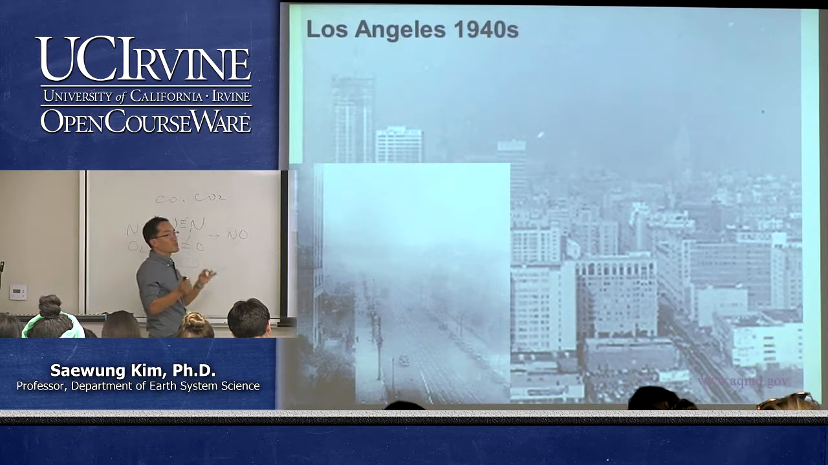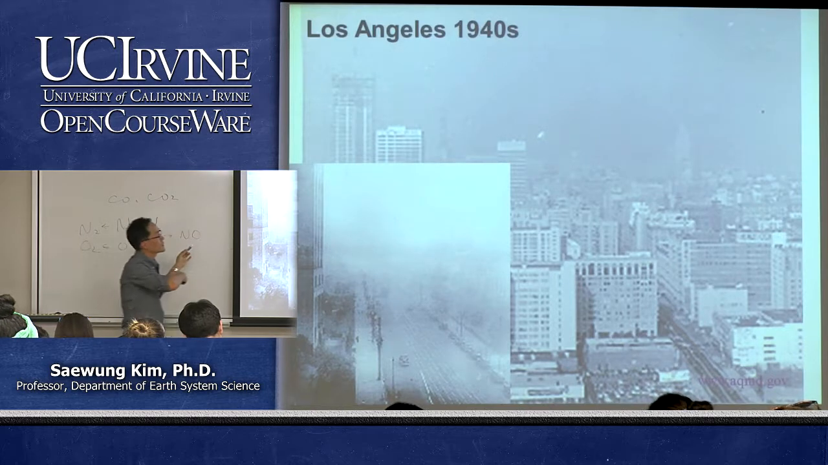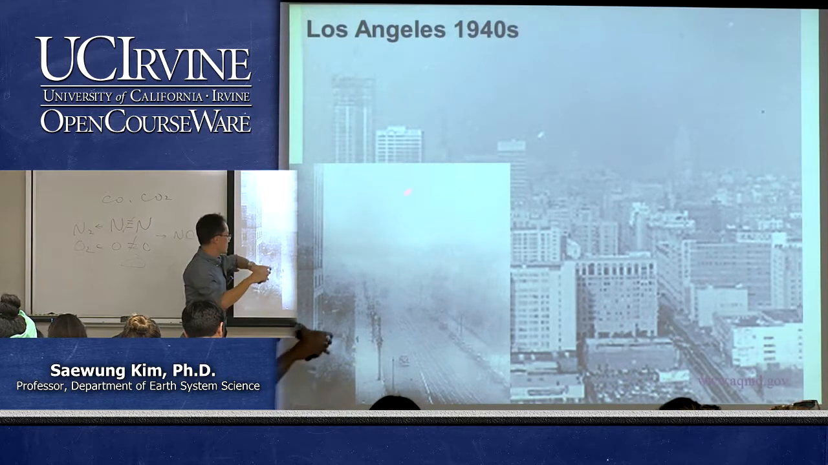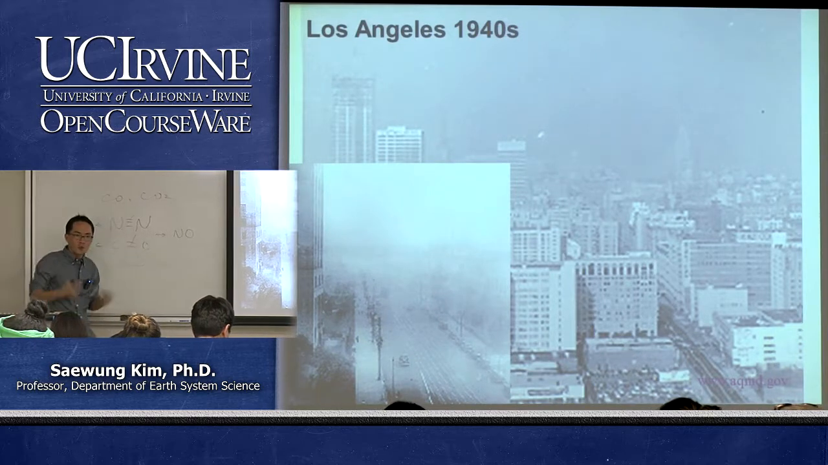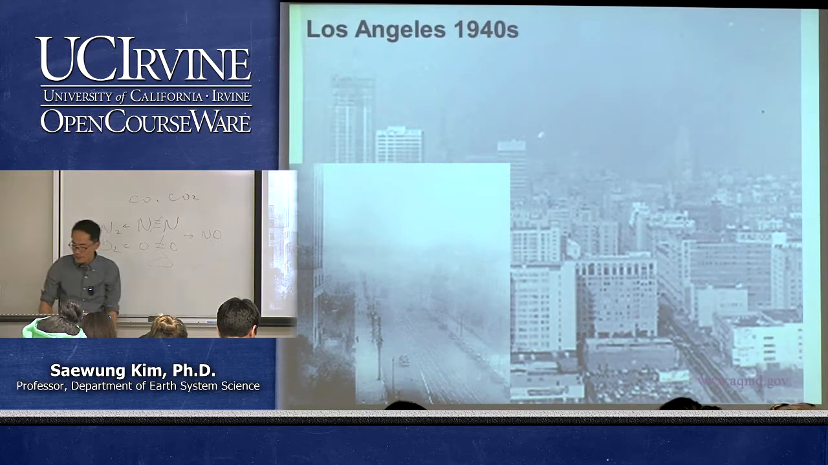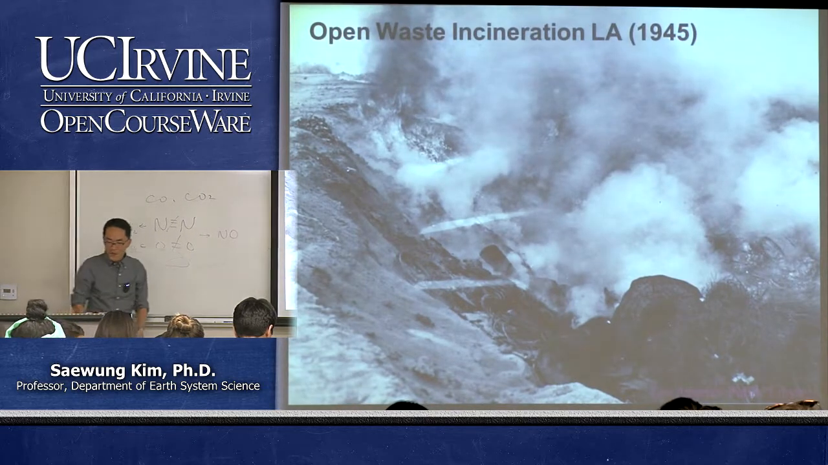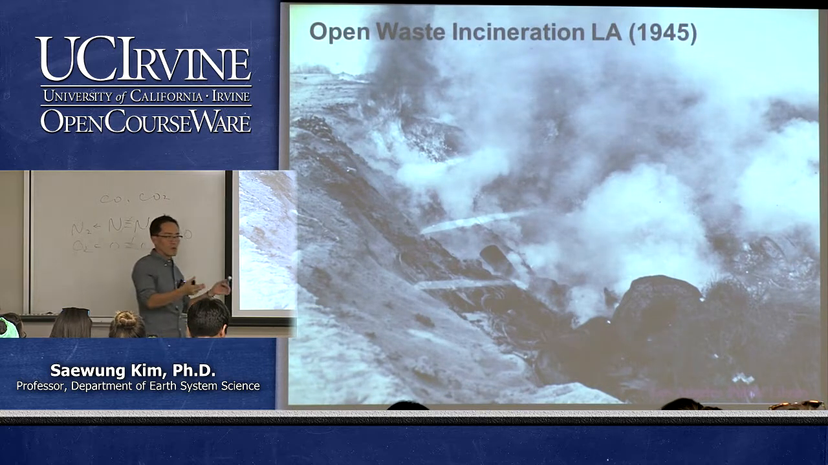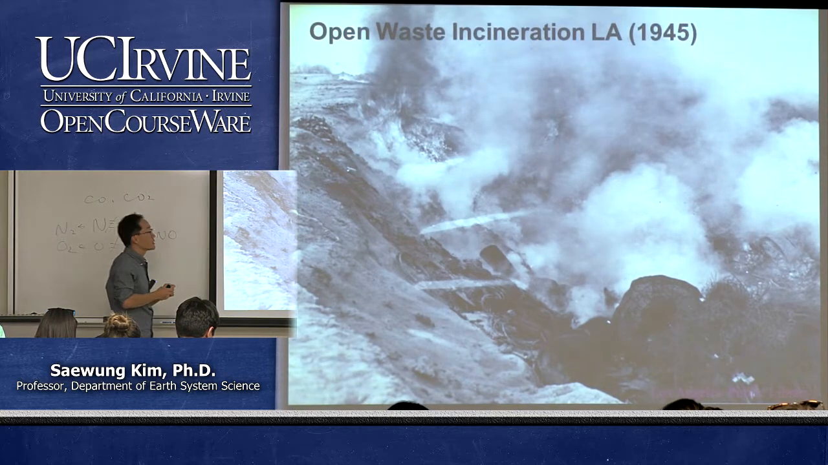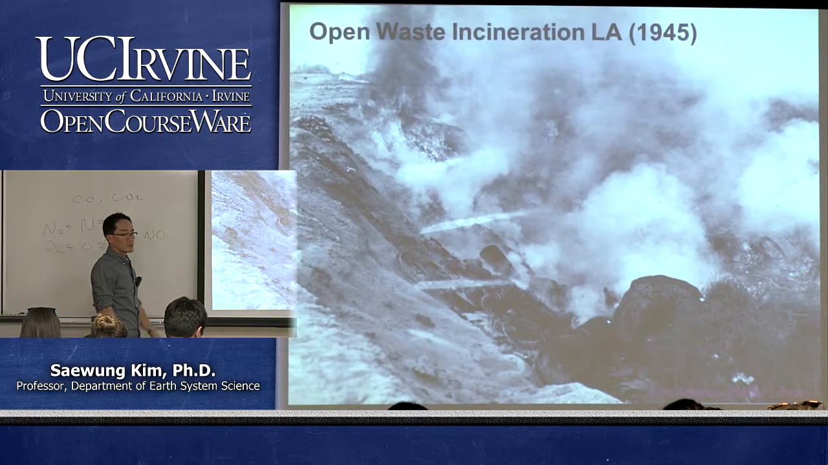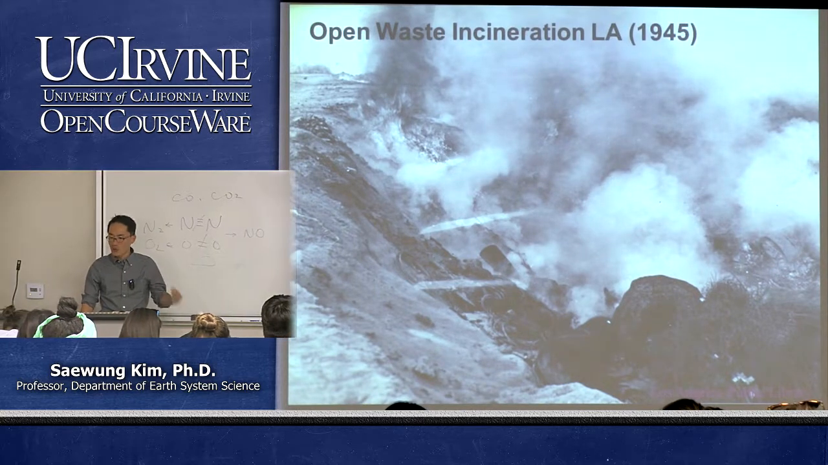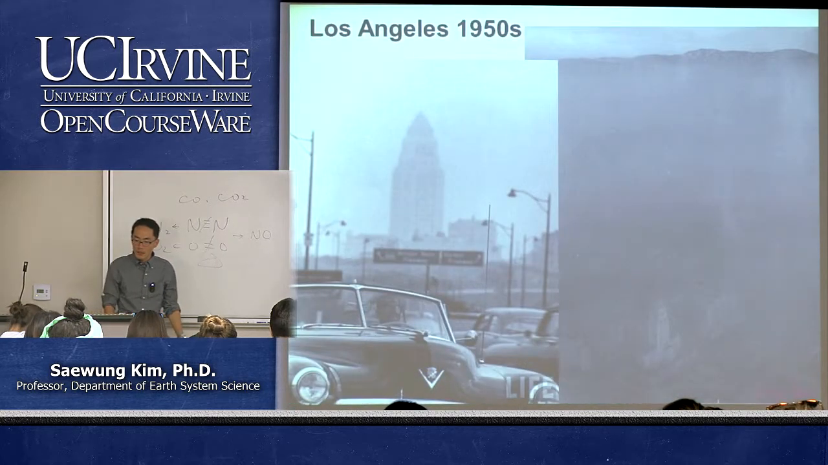So just like the previous photos you saw of areas that heavily used coal as an energy source, you can see the smog all around Los Angeles. Where is this coming from? Let's talk about it. One thing is open waste incineration. Because there are so many people and it's populated, when people have waste in their house, they just burn it in the backyard. So that's one pollution source at the time in Los Angeles in the mid-1940s.